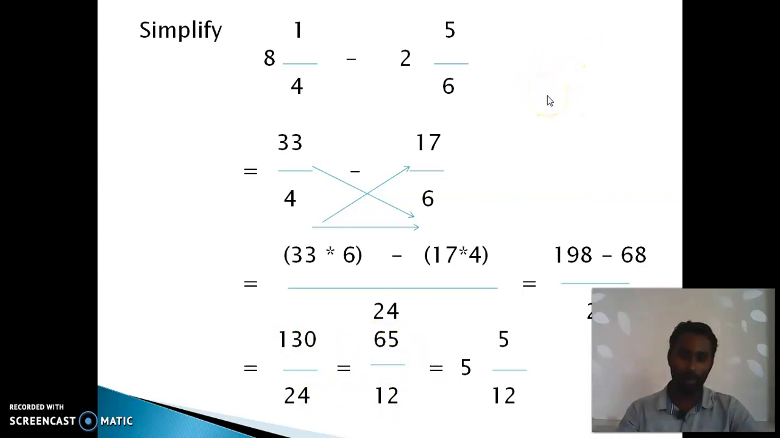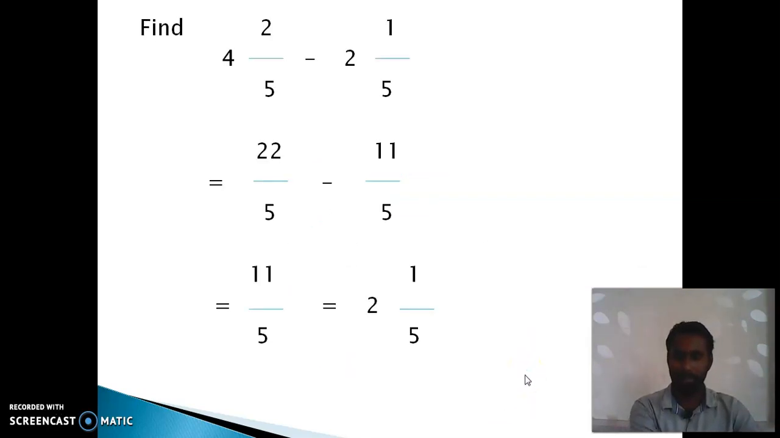In 65, how many 12s are present? 5 12s are 60, remainder 5. So the remainder you have to write here, the divisor here, and that quotient you have to write here, okay. So 5 by 12, understand?